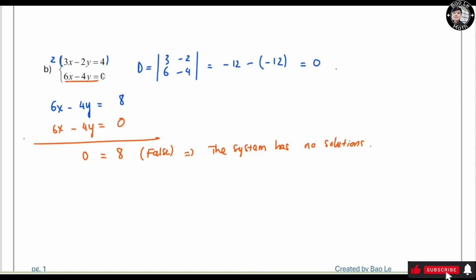Now suppose I change the 0 to 8. Then the system has infinitely many solutions. Because if you subtract, it's going to be 8 right here. So 8 subtract 8 is going to be 0, right? Which is true.